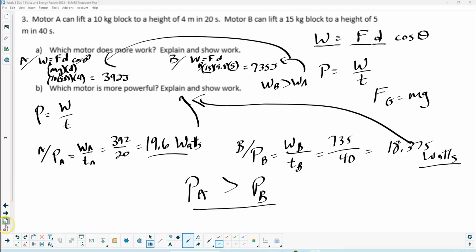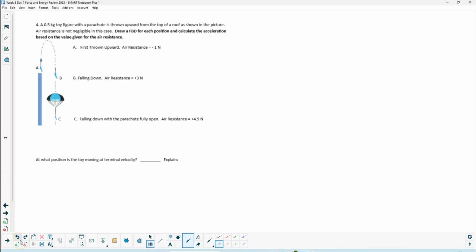All right, so the next problem is one where we're looking at forces and what's happening with free body diagrams and acceleration and things like that. It reads: a 0.5 kilogram, so that's the mass, toy figure with a parachute is thrown upward from the top of a roof at position A.